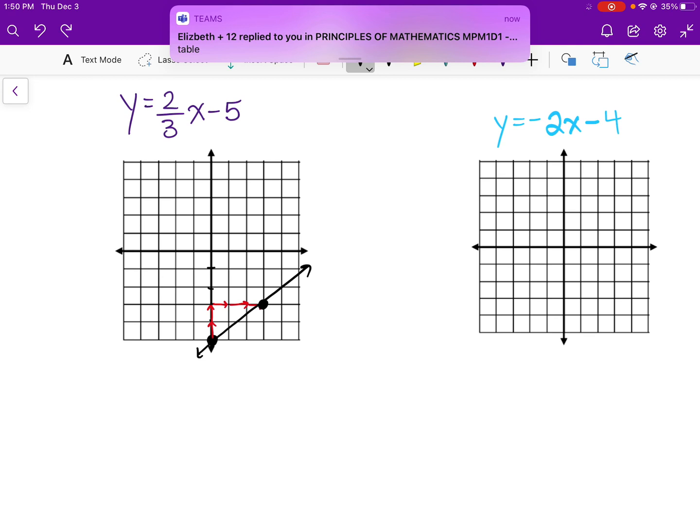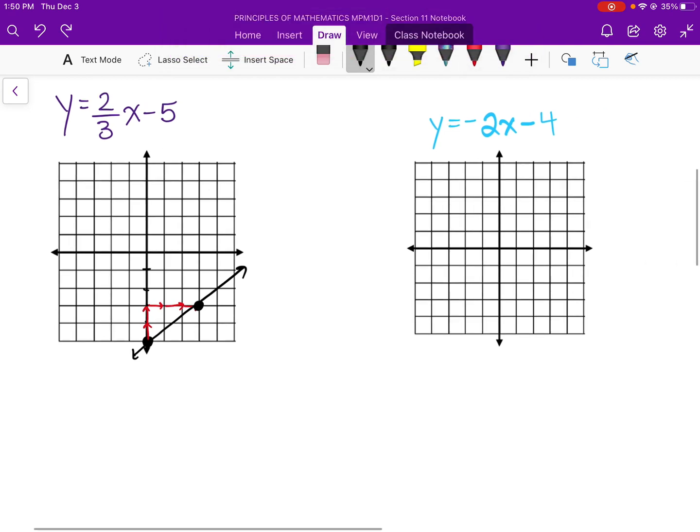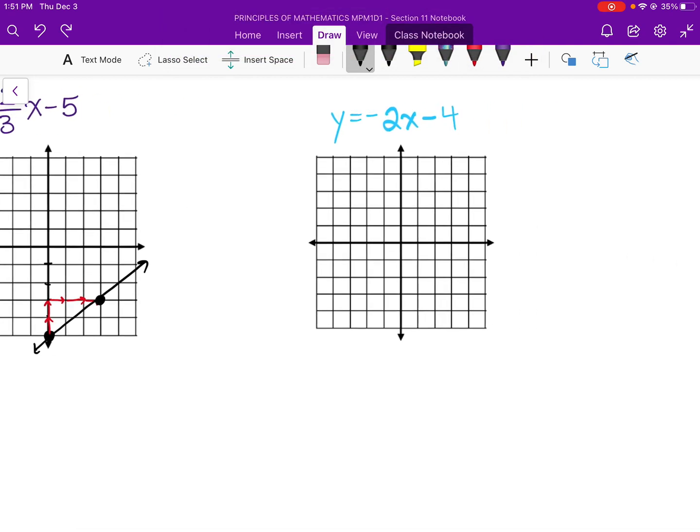Okay, so let's graph this blue line. Y equals -2x minus 4. Okay, so first we plot our y-intercept, -4, on the y-axis. So 1, 2, 3, 4, done. And then we use our rate of change to find the next point. And if our rate of change is a whole number, like -2, you can change it into a fraction by putting it over 1. And that tells you the rise and the run.